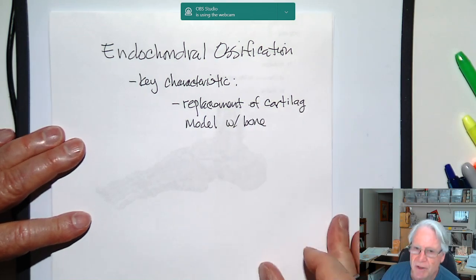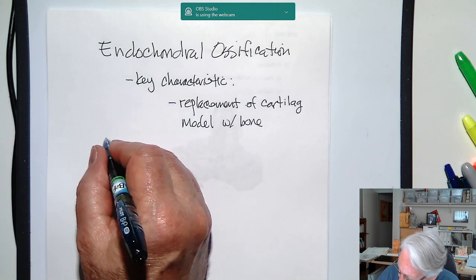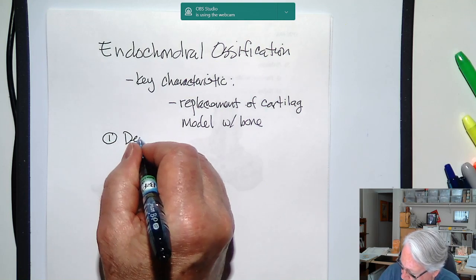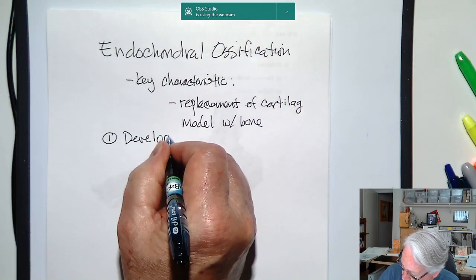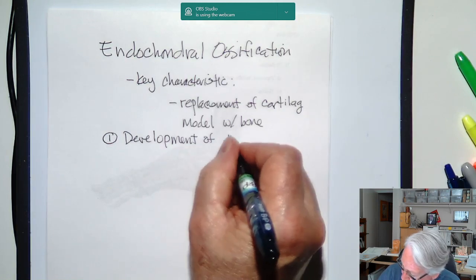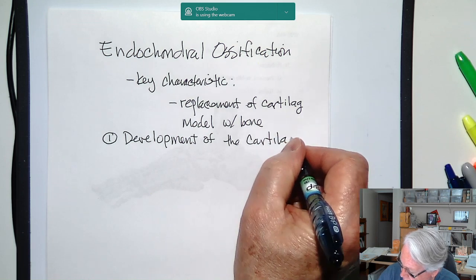In the previous process, we talked about the replacement of fibrous connective tissue with bone. Here we're talking about the replacement of a cartilage model with bone tissue. So let's go through the steps. Number 1, the development of the cartilage model. Obviously, if we're going to replace this, we have to build it first.